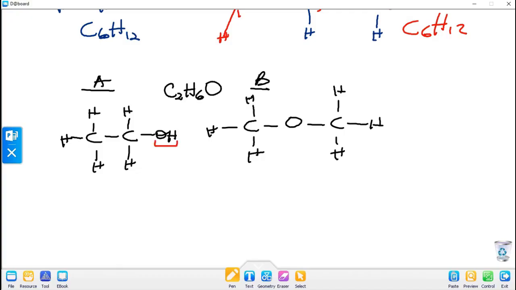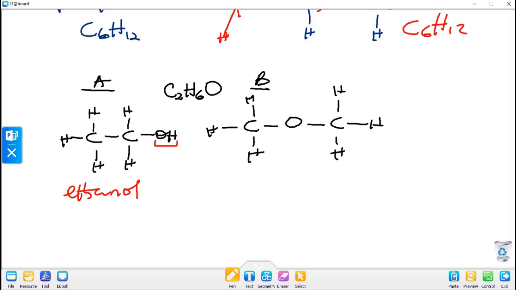It makes it an alkanol. But in the case of compound B, all the hydrogens are independent. The oxygen also is independent. So it is not like compound A, whose one hydrogen is attached directly to OH, and that makes it an alkanol. What kind of alkanol? It is ethanol, because it has 2 carbon atoms. This is ethanol. So it is in the alkanol family. It has a different functional group, which is OH.